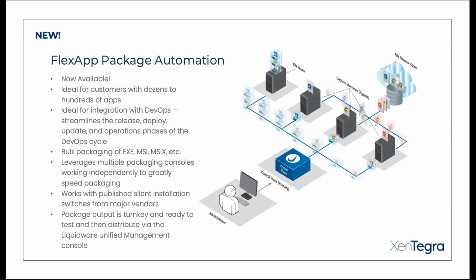Now you can look to deploy those out. It works with any sort of published silent installation switches. And the output is turnkey. It's ready to test. They show up automatically in your inventory, and you can walk through the process of, now, instead of having to take the time to go through the packaging piece, you can actually take more time going through testing and validating, right? Pushing that out to your UAT test groups.